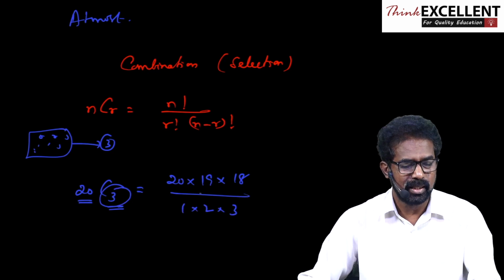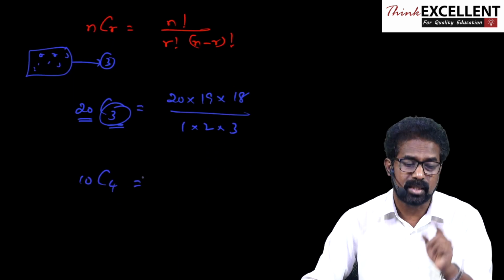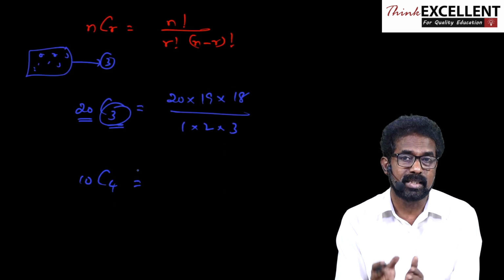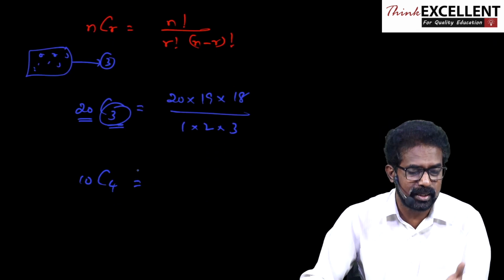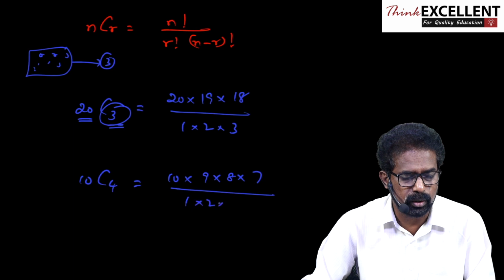See, suppose I want 10C4. What's the meaning of that? From 10 you are selecting 4 at a time. How many ways can you take? 10C4 is 10 into, write 4 terms, 10 into 9 into 8 into 7 by 1 into 2 into 3 into 4.